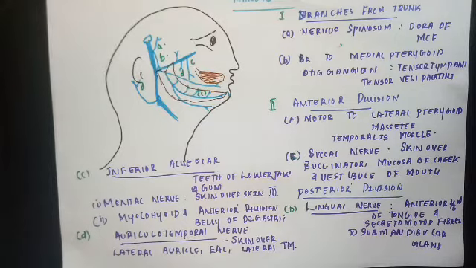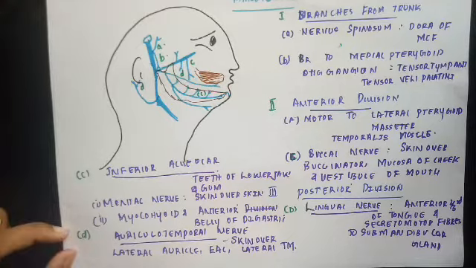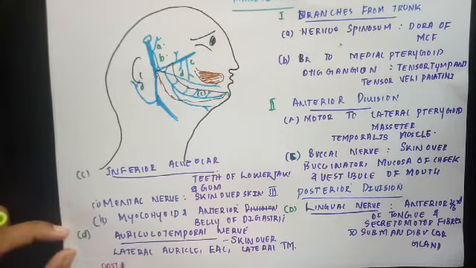And an important point is that it receives postganglionic parasympathetic fibers from the otic ganglion to the parotid gland.